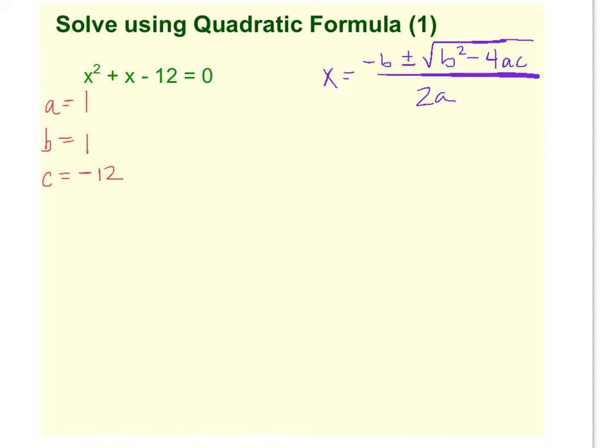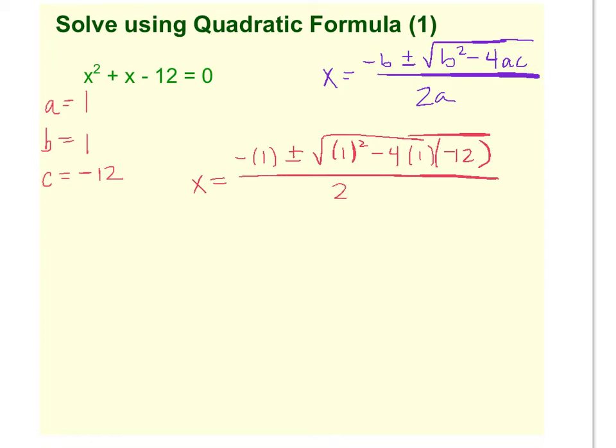When we do our quadratic formula, we are just going to follow along with that formula. So it's x equals, a negative, and then you plug in your b, plus or minus the square root of b squared, so 1 squared, minus 4ac. So 4 times 1 times negative 12. All over 2a, so 2 times 1.